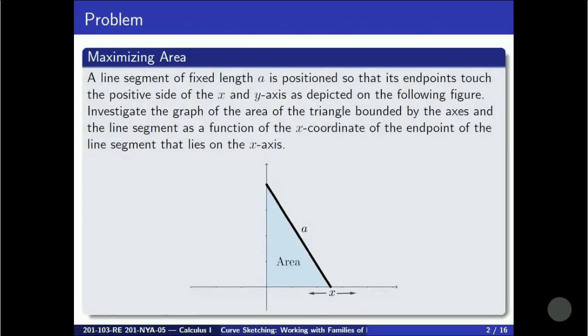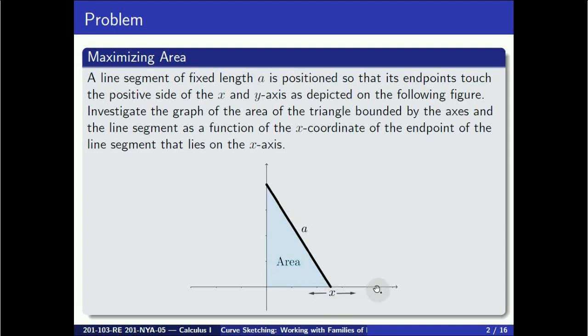Consider the following problem. A line segment of fixed length A is positioned so that its endpoints touch the positive side of the x and the y-axis as depicted on the following figure. Investigate the graph of the area of the triangle bounded by the axis and the line segment as a function of the x-coordinate of the endpoint of the line segment that lies on the x-axis. The figure below illustrates the problem.